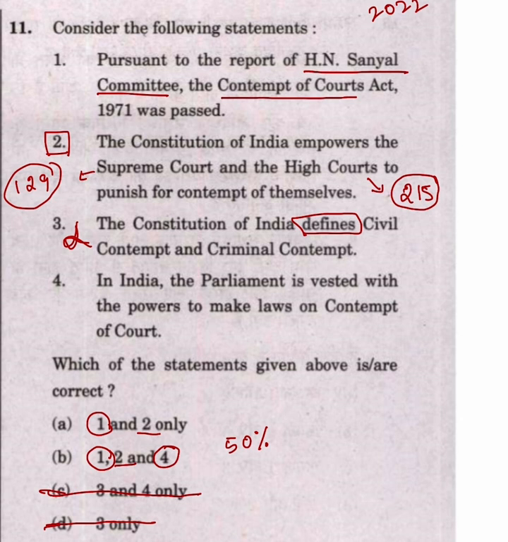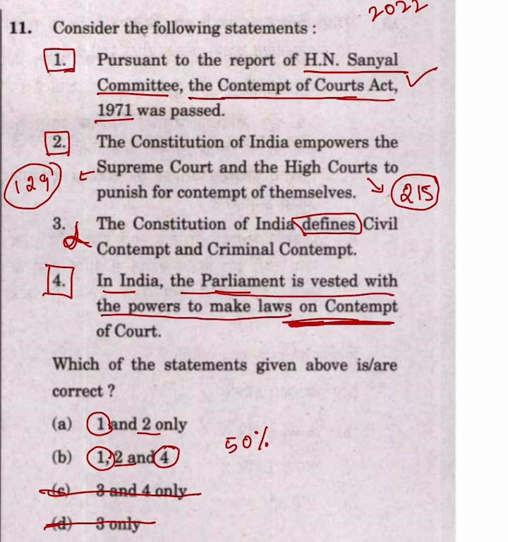To arrive at the right answer, it is important for us to analyze statement 4 now. In India, the parliament is vested with the powers to make laws on contempt of court. The analysis of this statement lies in our previous analysis itself. If we go back to statement 1, we have concluded that it is right, that the parliament has passed the Contempt of Court Act in 1971. That means obviously the parliament is vested with the powers to make laws on contempt of court. We can safely conclude that statement 4 is right and our answer comes as option B.